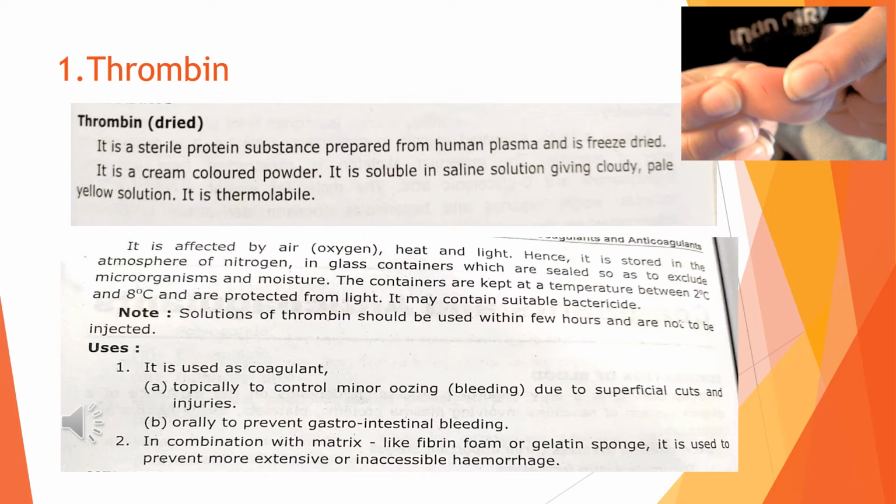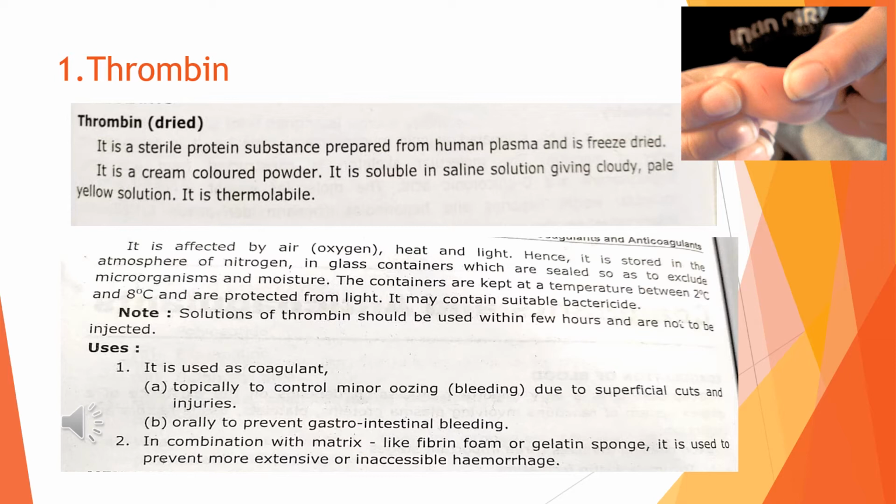Next, uses. It is useful as a coagulant. First, topically to control minor oozing. Oozing means bleeding due to a superficial cut. Superficial means a cut on your body that is not a deep cut. It is on the skin, not in the inner layer of the skin. That is superficial, as you can see in the image also. An injury.